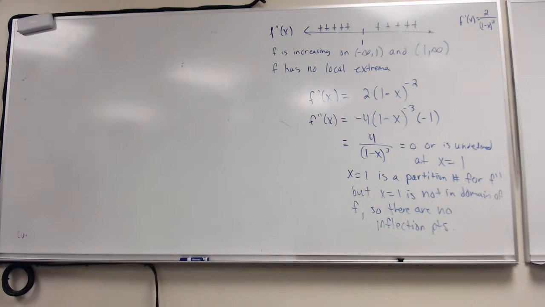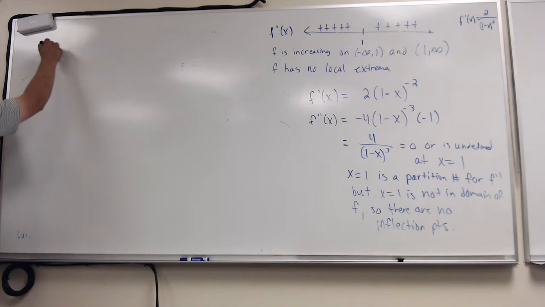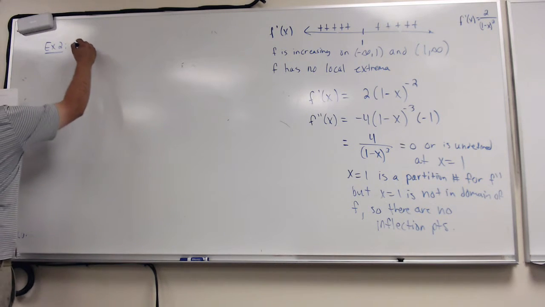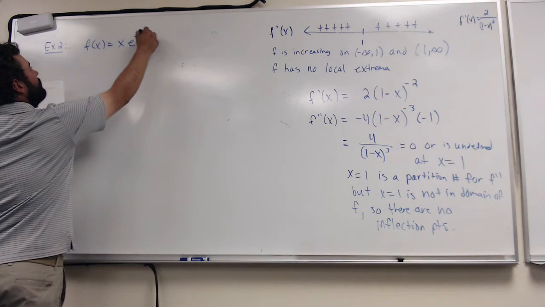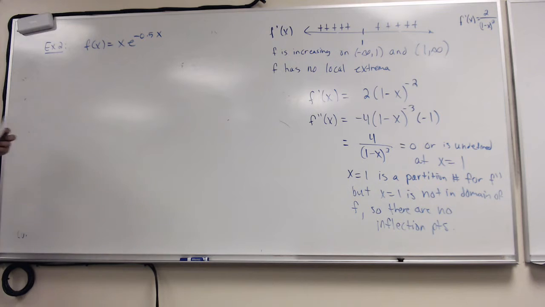Okay. So example 2, we're going to do the same thing. We're going to analyze a different type of function. So our function this time is going to be f of x equals x e to the minus 0.5x. I'm going to find all the pertinent information, namely the information on the function, its derivative, and the second derivative. Okay, and then we'll go ahead and sketch a graph.